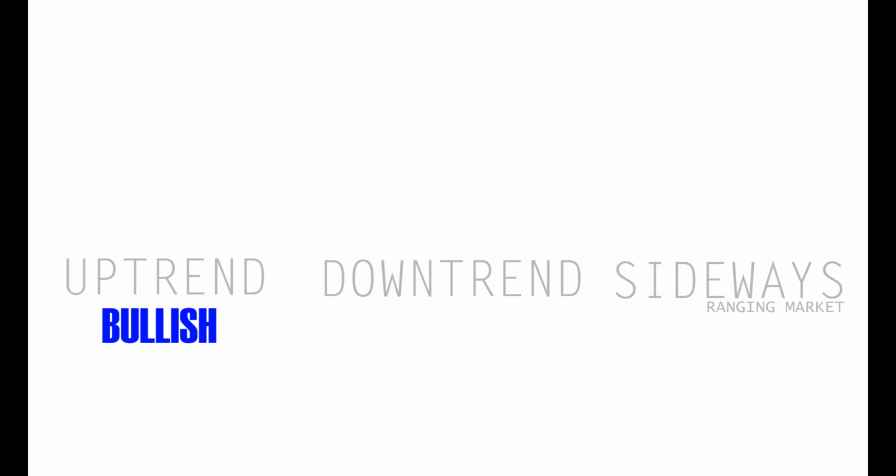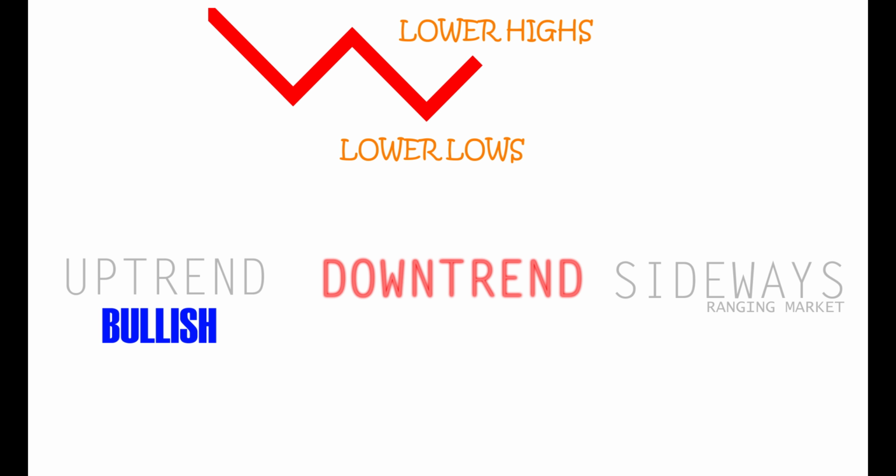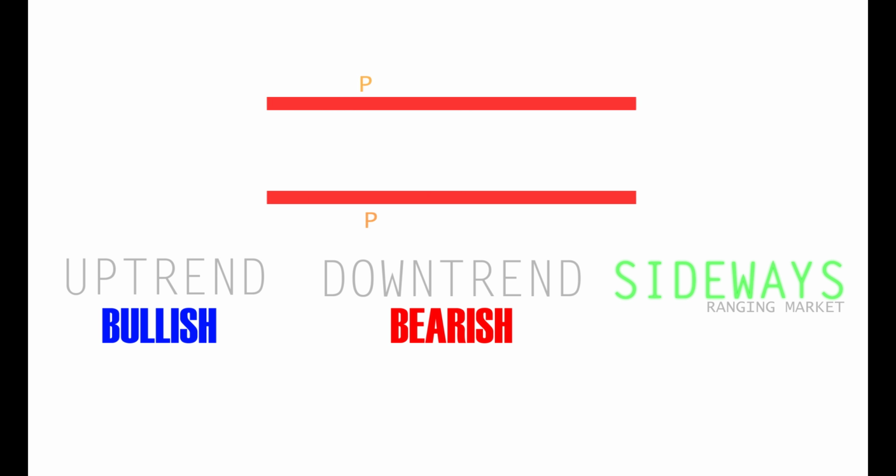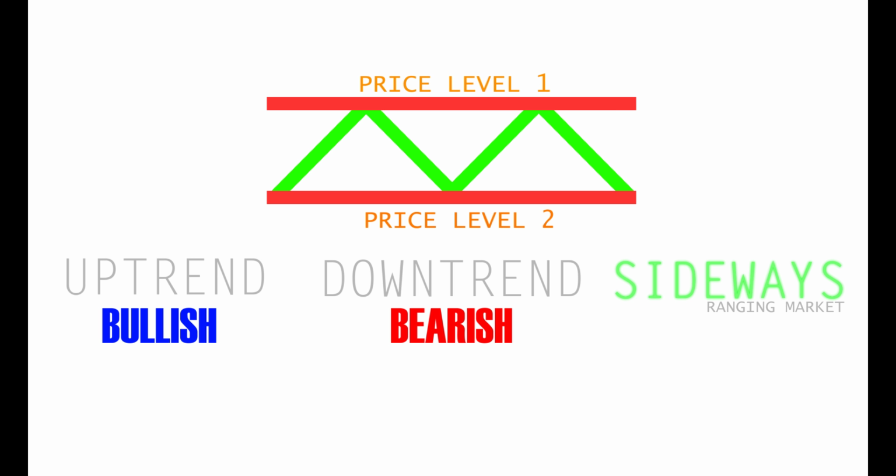On the other hand, when the overall direction of the market is downwards, this means that we are making lower highs and lower lows. When the market does this, we as traders will say that the market is bearish. The third type of trend we have is a sideways trend. This is also called a ranging market. This means that price is bouncing between two major price levels, or support and resistance. We will learn more about support and resistance in the next video.